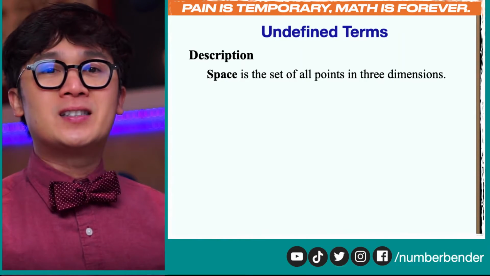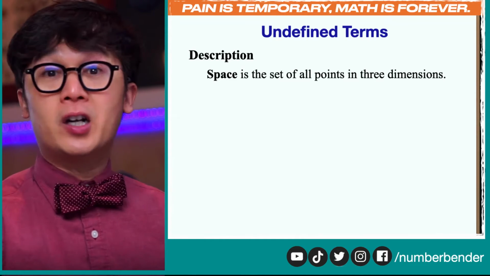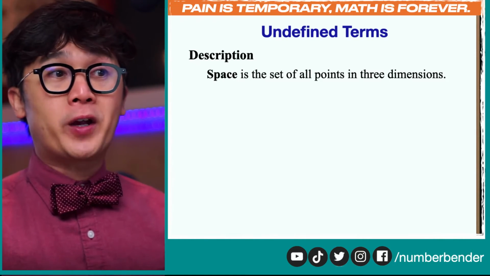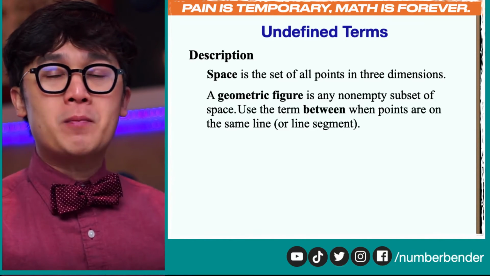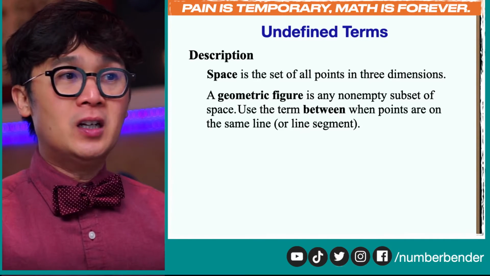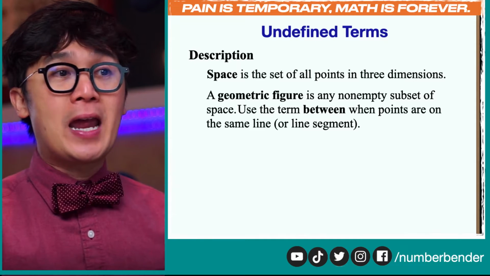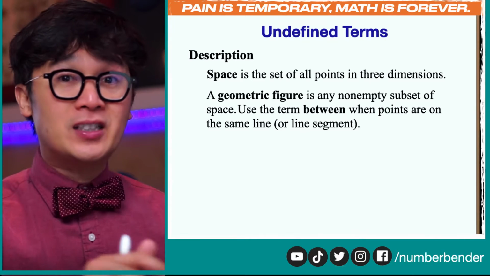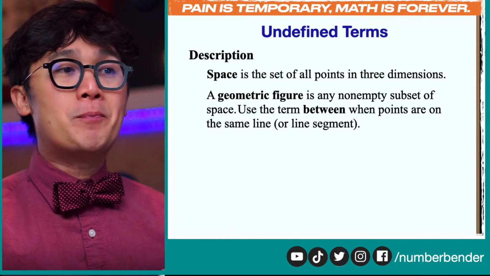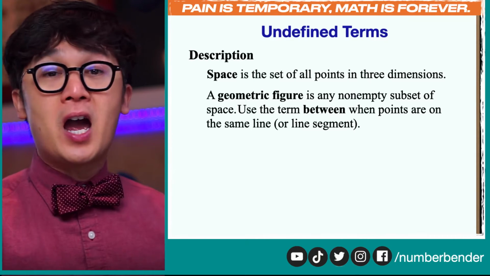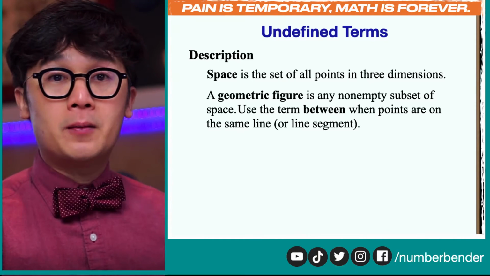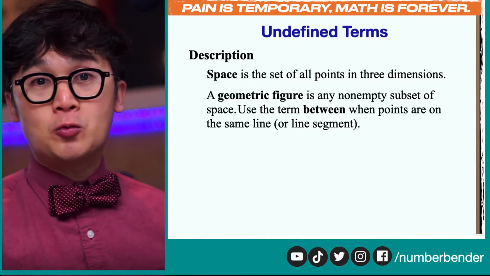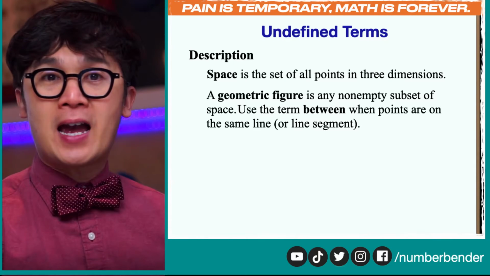And moving on, let's define more undefined terms. So ang susunod natin would be space. Space is the set of all points in 3 dimensions. So ano ba yung mga space na yan? Pwede siyang geometric figure or a geometric figure is any non-empty subset of a space. So subset ng space ang lahat ng geometric figure, and use the term between when points are on the same line. So to be able to describe points on a line, we need to use the word between para hindi tayo magkalituhan kung ano ba yung tinitingnan, binabasa, at sinasagutan natin.